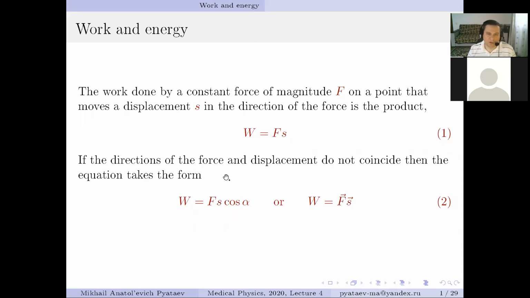If the directions of force and displacement do not coincide, then we should add a cosine alpha, where alpha is the angle between F and S. The same equation can be written in the form of a scalar product of vectors. So F multiplied by S in scalar form. Well, again, this is an important concept.